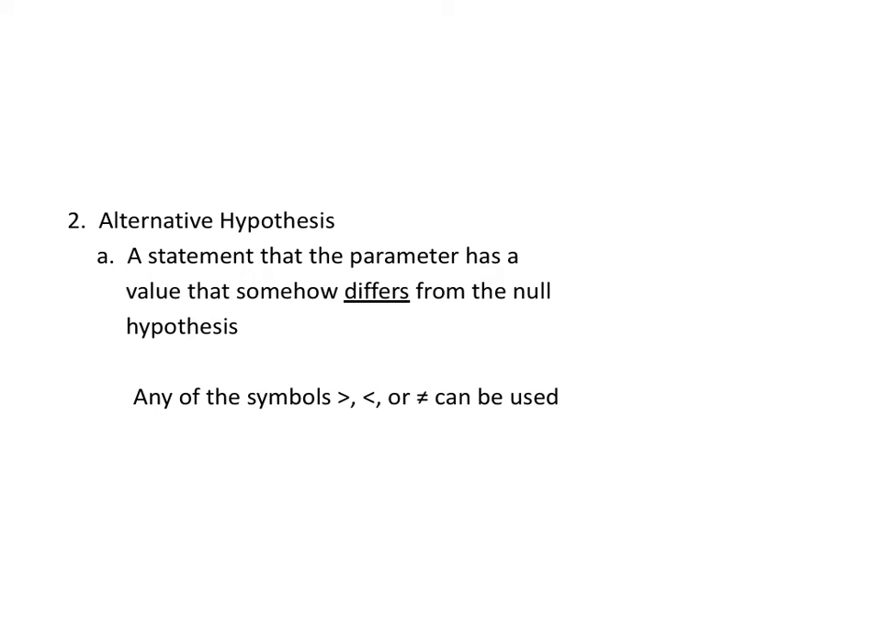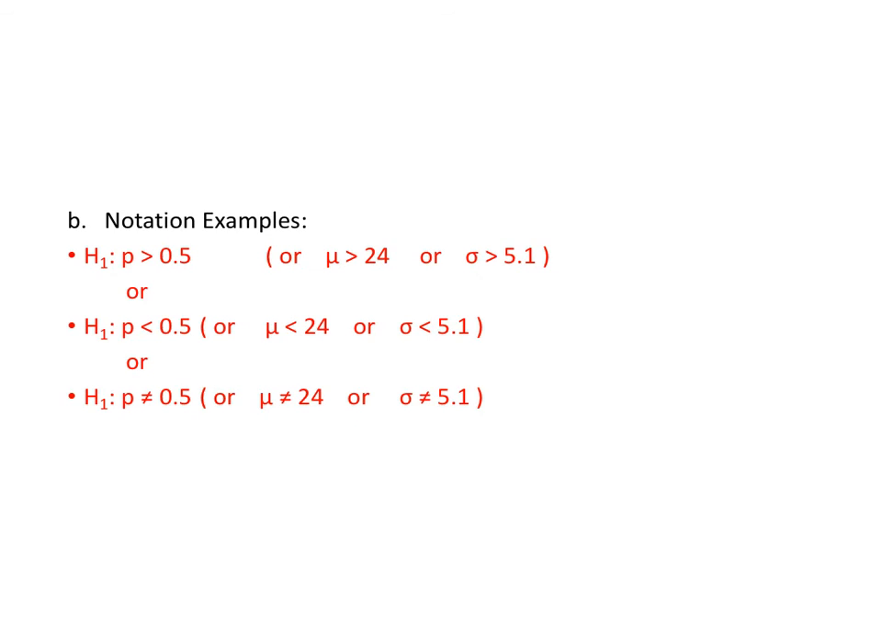The alternative hypothesis is what you're thinking maybe is going on, what you're going to test. How is it different from the claim? Maybe I'm thinking there's really more red cards, or fewer red cards in a deck, or maybe I just know that it's not 50% of the deck. You can use any of those symbols for it. Here are some notation examples, where if my null hypothesis was P equals 0.5, then the alternative could have been this line right here.